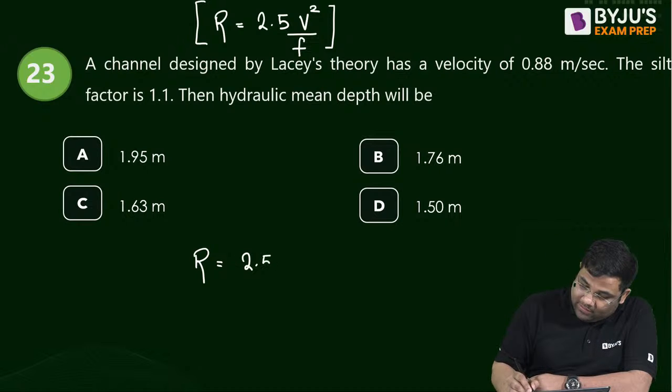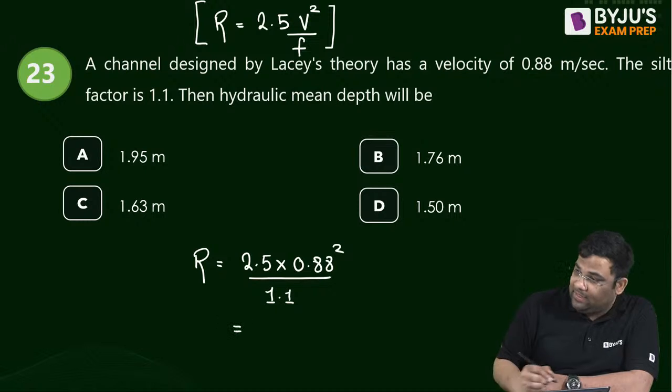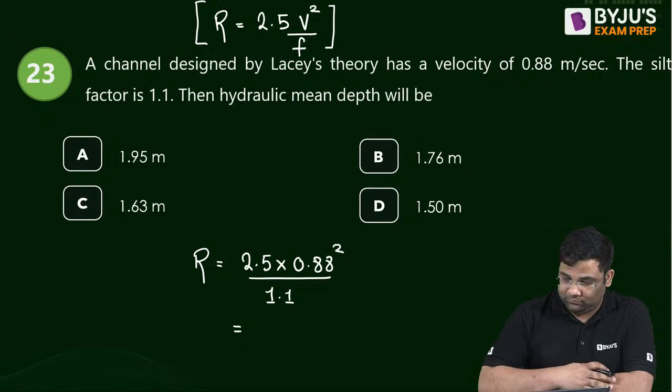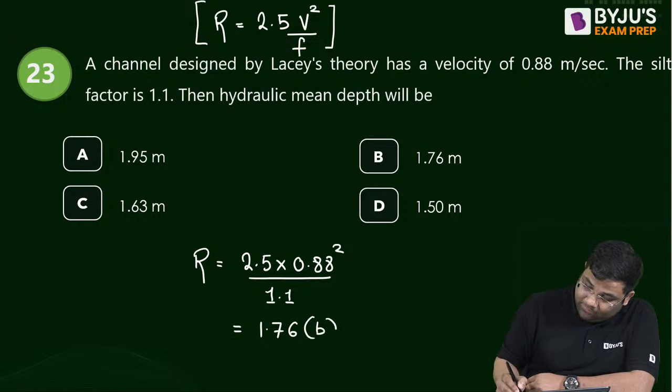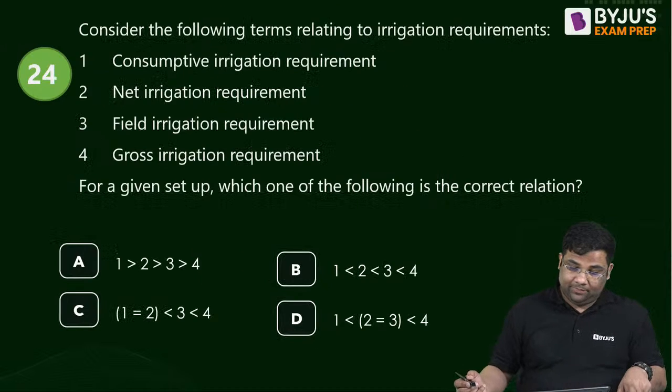2.5, simple, 0.88 square by F. Some questions will be very simple, straightforward. How much am I getting for this answer? Straightforward, 1.76, very good, 1.76B. Next question.